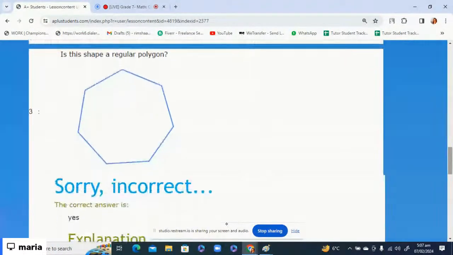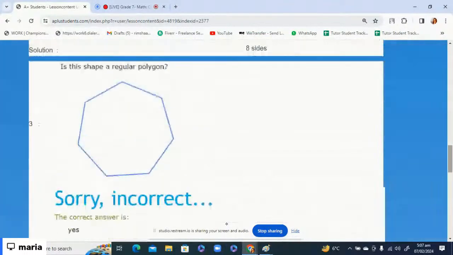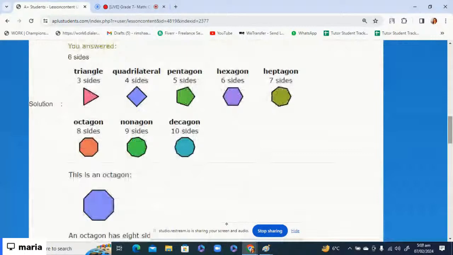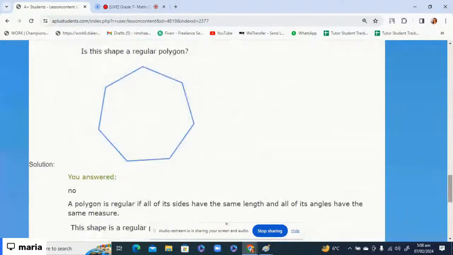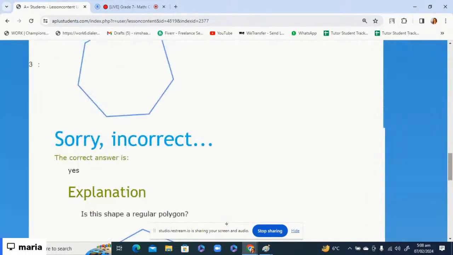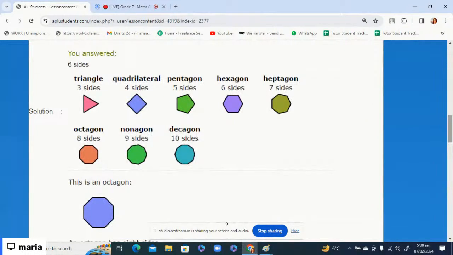Now let's move next. Is this shape a regular polygon? First we check what the shape of the polygon is. Look at here. How many sides are there? Count: one, 2, 3, 4, 5, 6, 7. It's 7 sides. What is a 7-sided shape? That is a heptagon. Here we check it out: this is the shape of a heptagon.